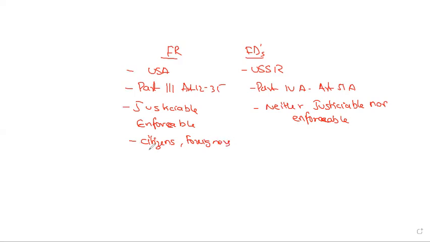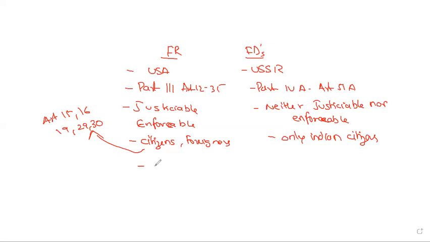So which are the fundamental rights only applicable to the citizens? That is Article 15, 16, 19, 29, 30. These are only applicable to citizens, not to the foreigners. And here, only Indian citizens. And this was there in the original constitution. This was already embedded in the original constitution.